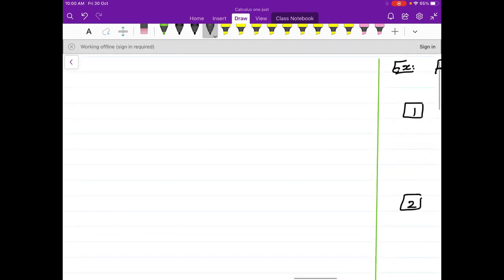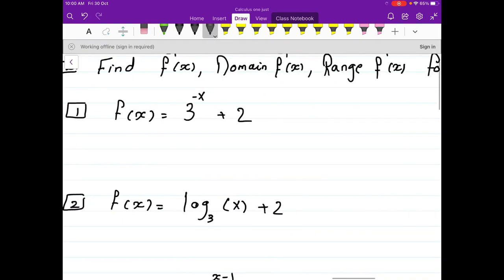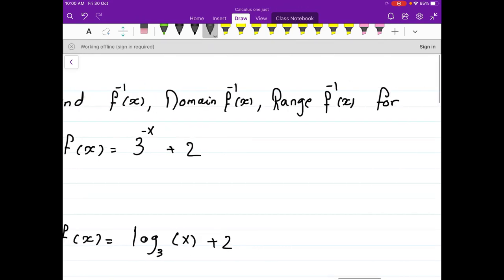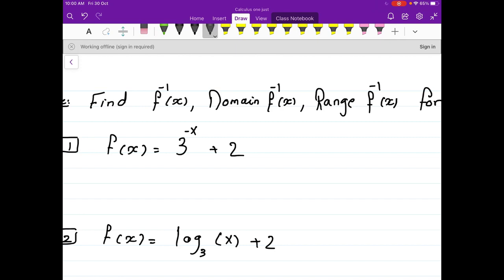So let me show the last example. Find f inverse, domain of f inverse, and range of f inverse for the following function. The first function f of x equals 3 to the power minus x plus 2. Before we find the domain and the range, b for this function is 1 over 3. Why? 3 to the power minus x is 1 over 3 to the power x. So this function is decreasing.